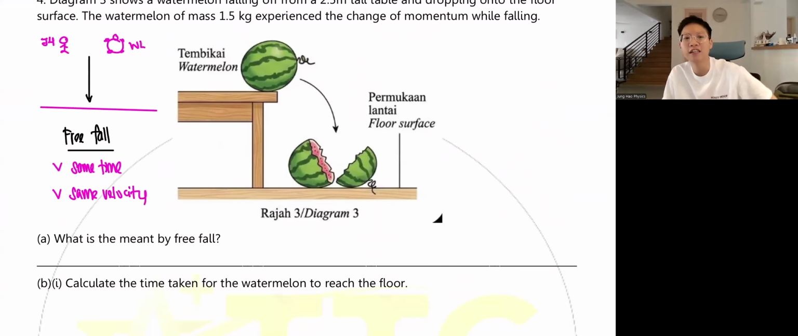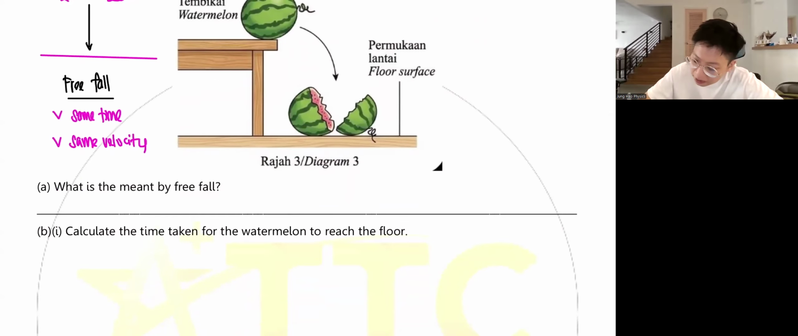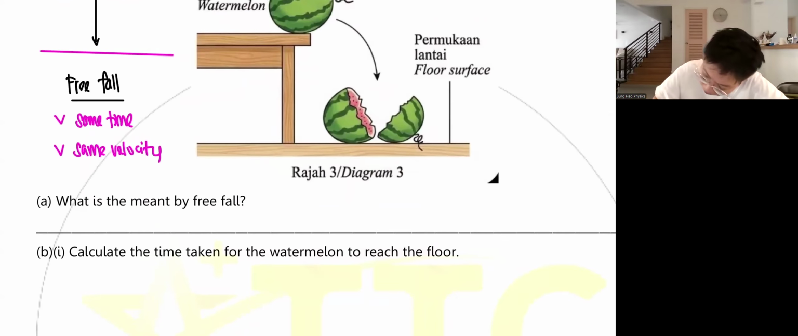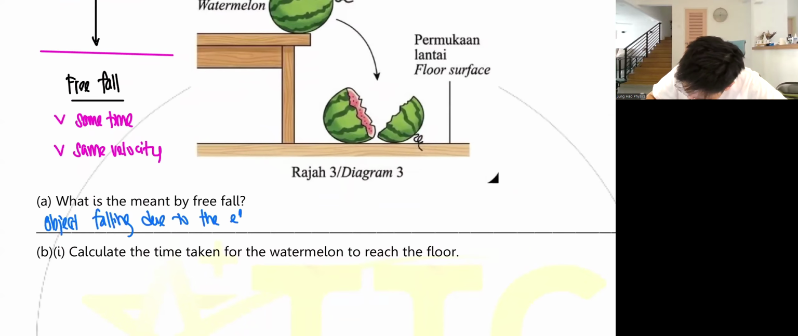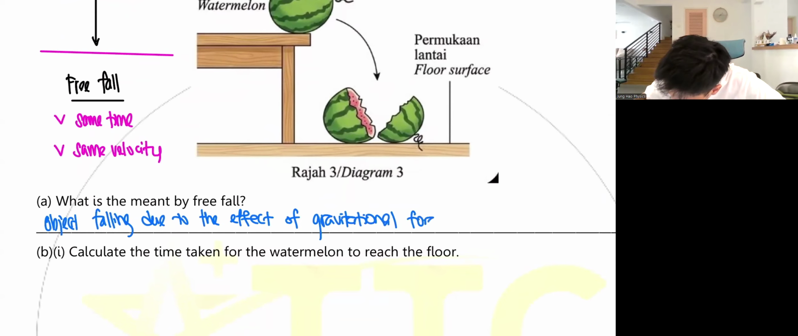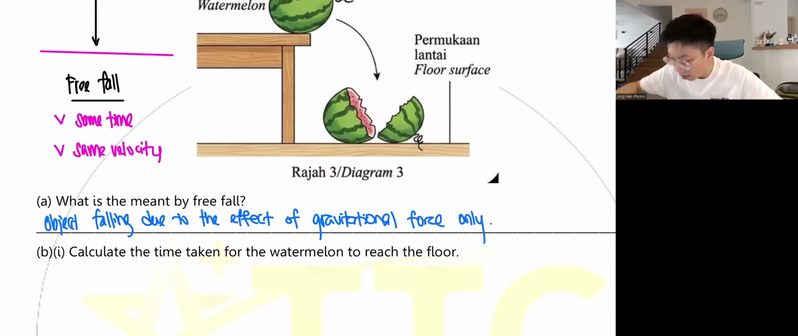Now let's see, what is the actual meaning of free fall? Free fall actually means that your object is falling due to the effect of gravitational force only, whereby you are only affected by gravity.